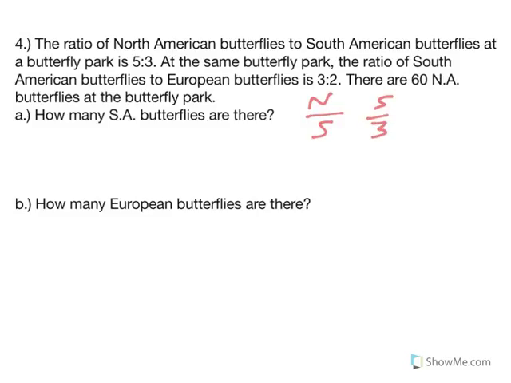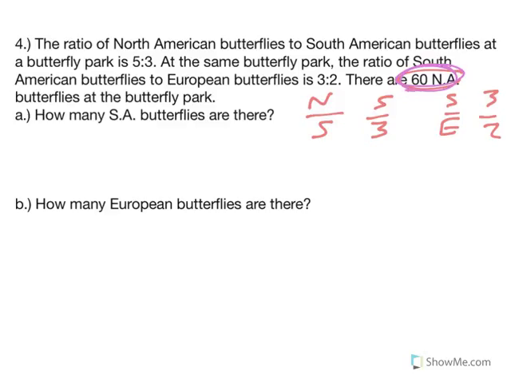At the same butterfly park, the ratio of South American butterflies to European butterflies, so now we're going south to European, is 3 to 2. There are 60 North American butterflies. So that's the information they gave us, 60 North American butterflies. So part A, how many South American butterflies are there?